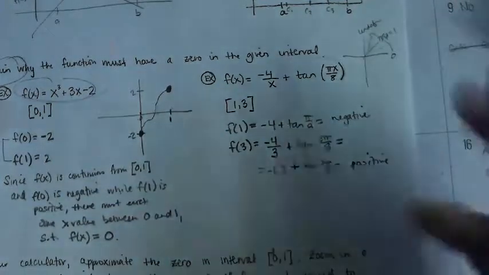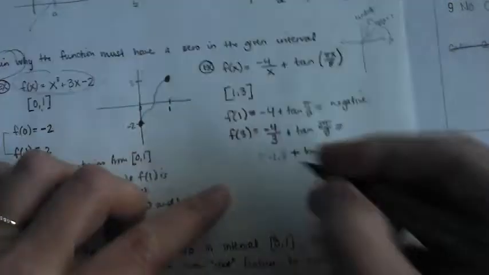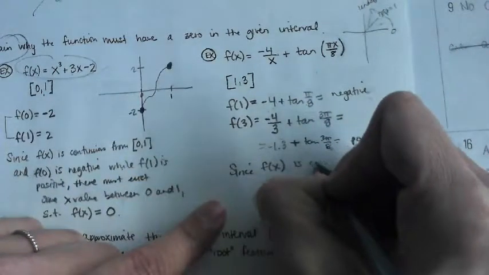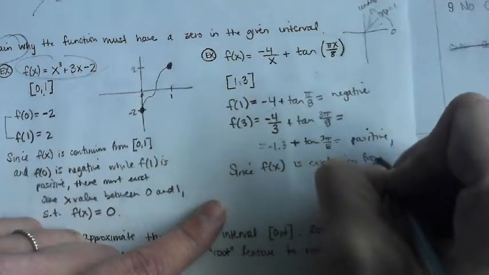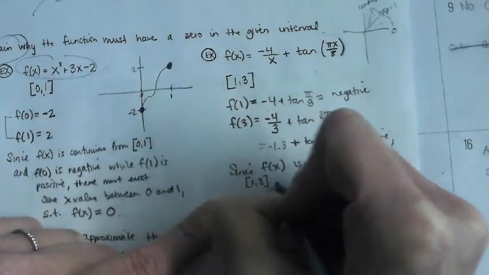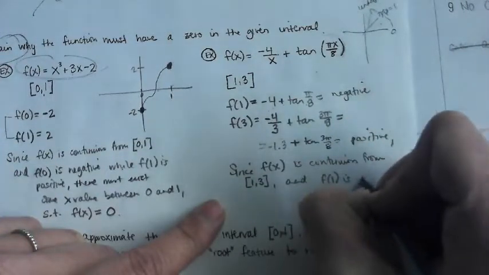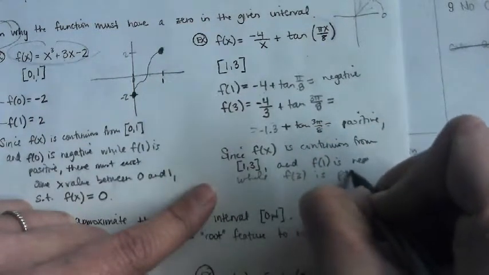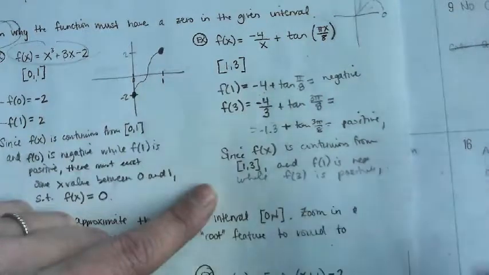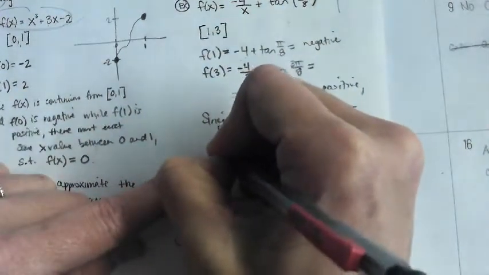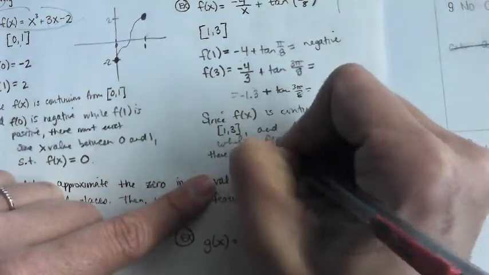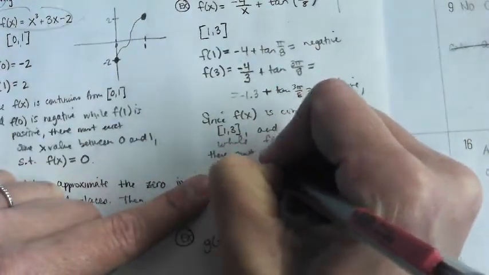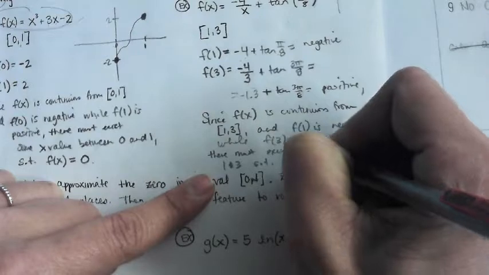So we just make the statement. You don't really have to justify it, but you do need to say, since f of x, it's going to be very similar to this one, is continuous from 1 to 3, and f of 1 is negative, while f of 3 is positive, there must exist some x between 1 and 3 such that f of x equals 0.